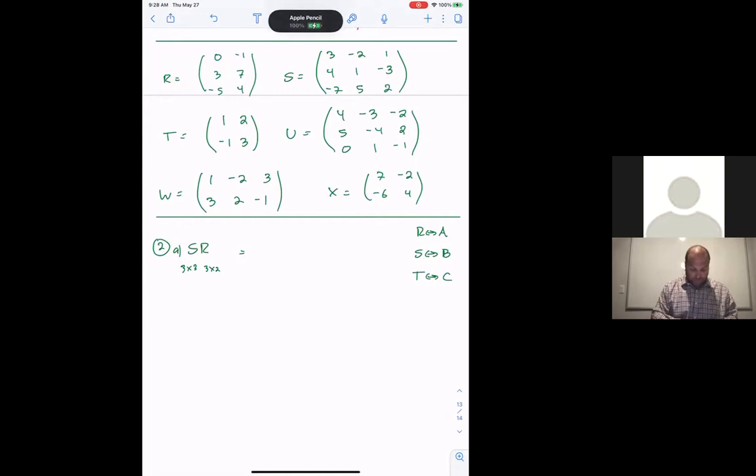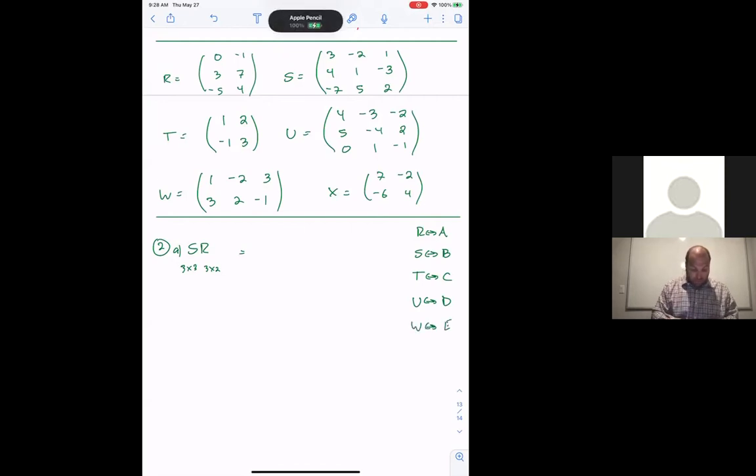That's 2 by 2: 1, 2, negative 1, and 3. Quit out. Go edit down to D. That's going to be my U matrix. This is going to be a 3 by 3: 4, negative 3, negative 2, 5, negative 4, 2, 0, 1, negative 1. Quit out, matrix, edit, go down to E. That's going to be my W matrix.